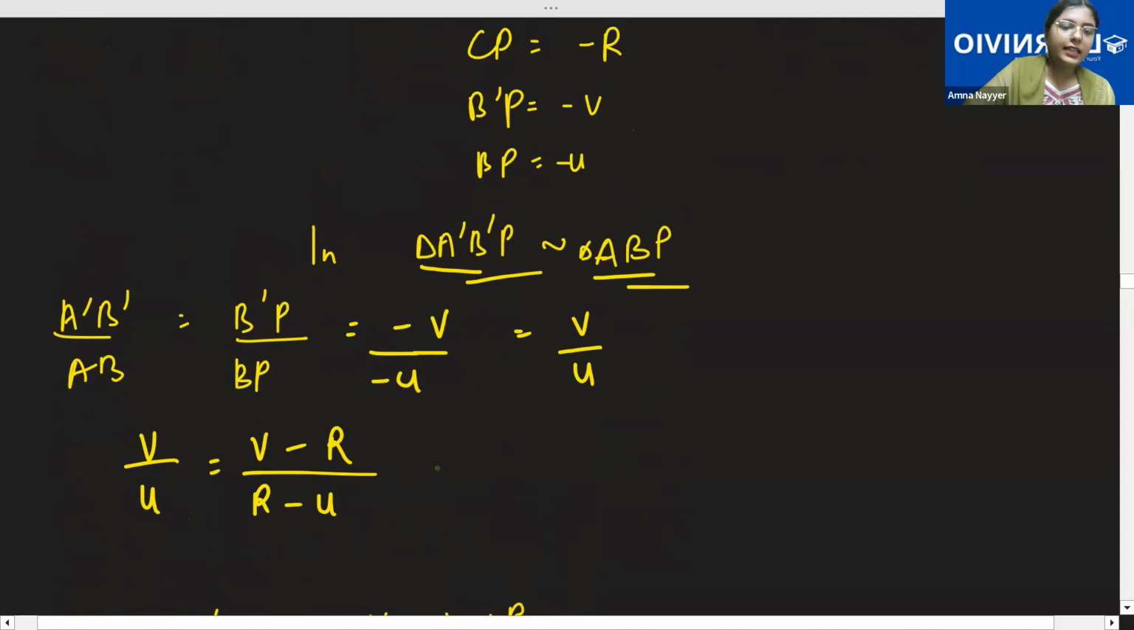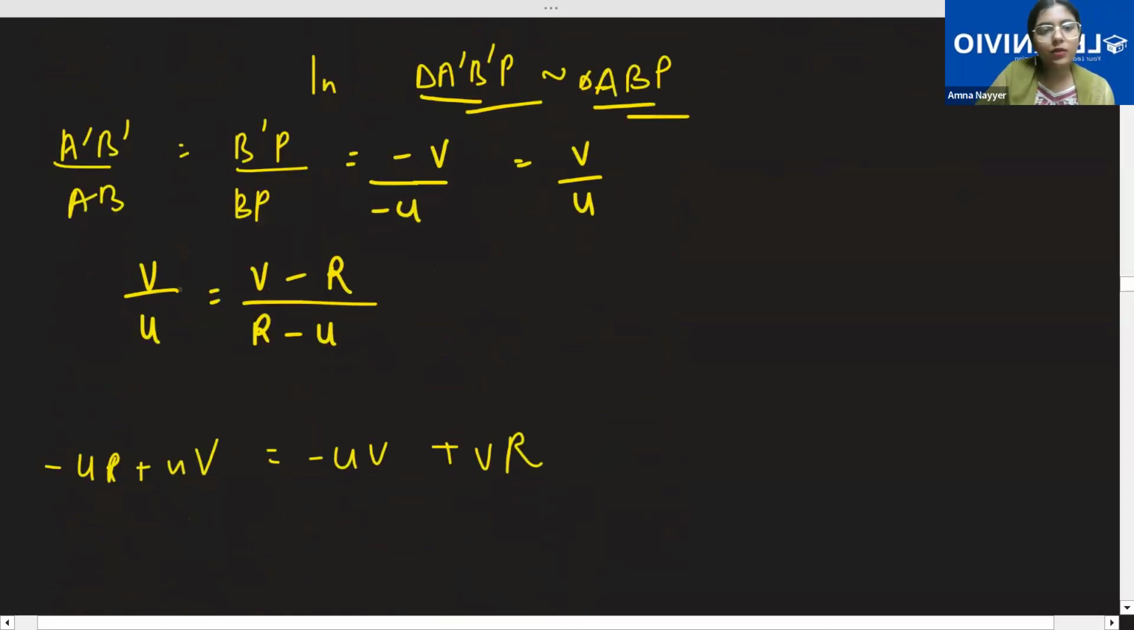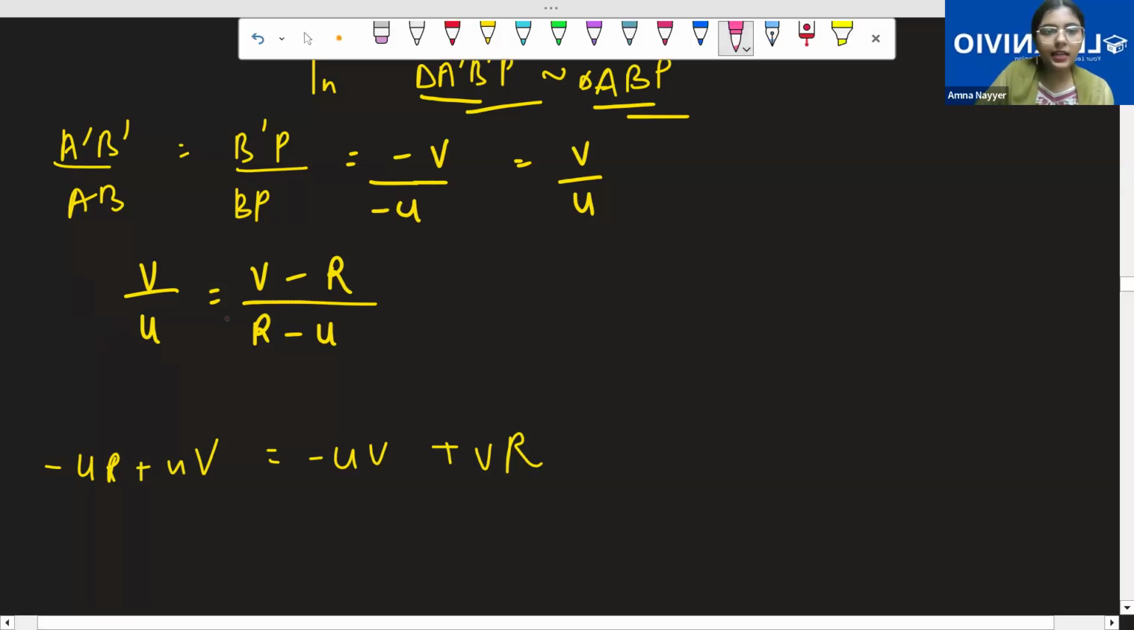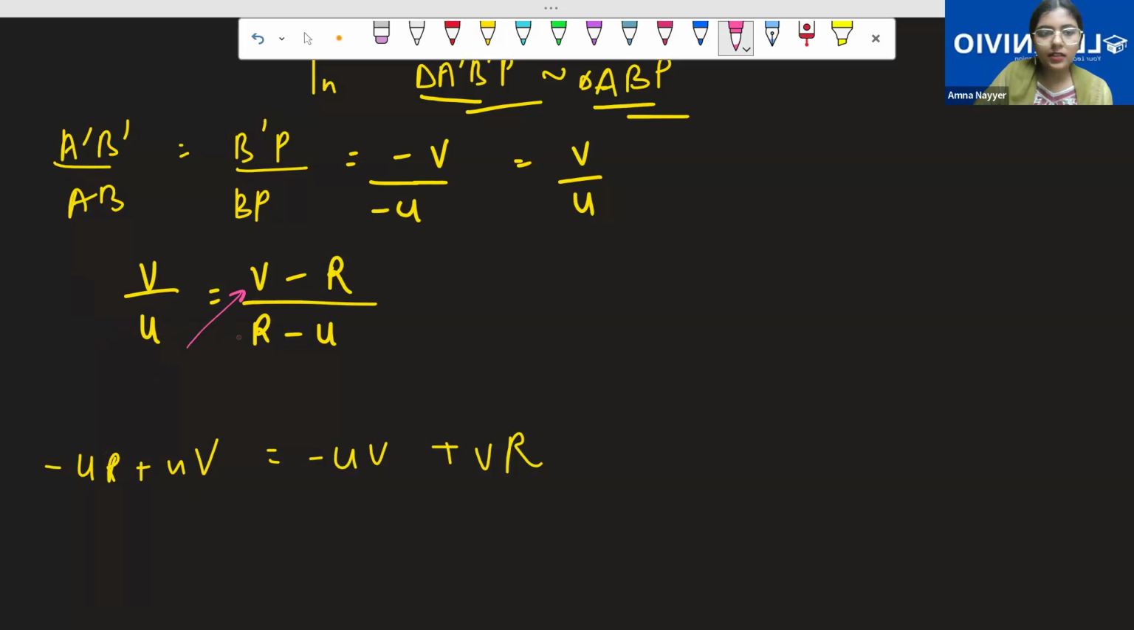If we take the cross multiplication over here, this will be UV minus UR. If I cross multiply this, UV minus UR minus UR. Then I cross multiply this, minus U into V, minus UV and VR. Got it?